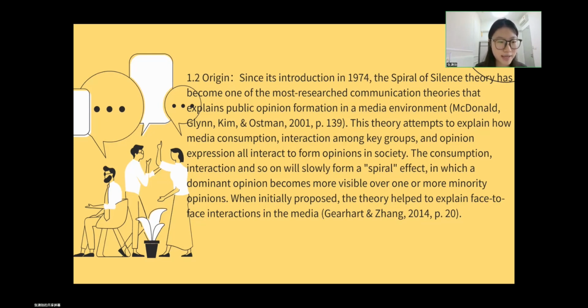Over time, we realized that these form a spiral effect, which means that there is a division into dominant and minority opinions. In this effect, we know that the theory wanted to explain the face-to-face interactions that form public opinion, and later the theory was used for digital interactions.